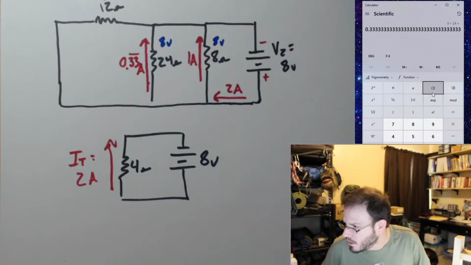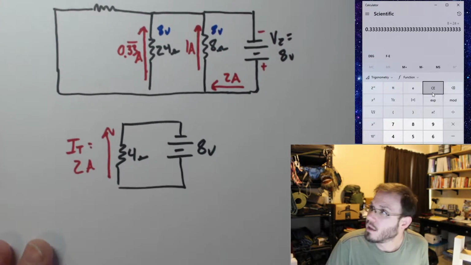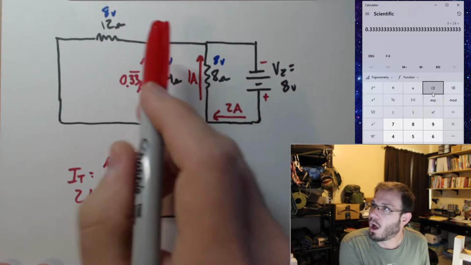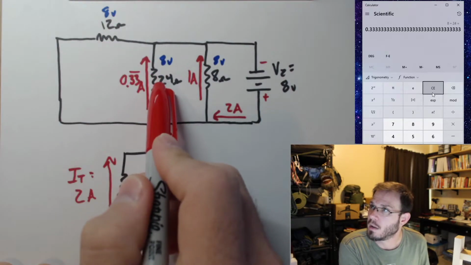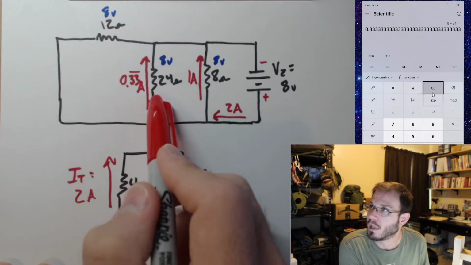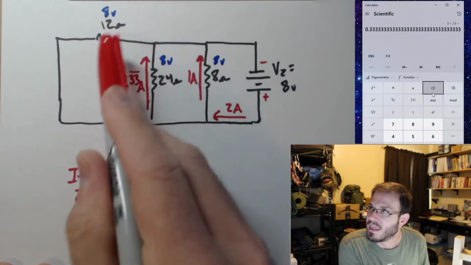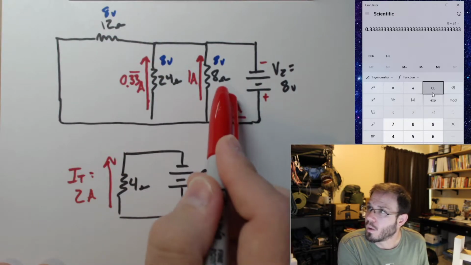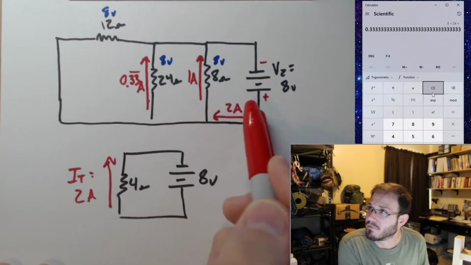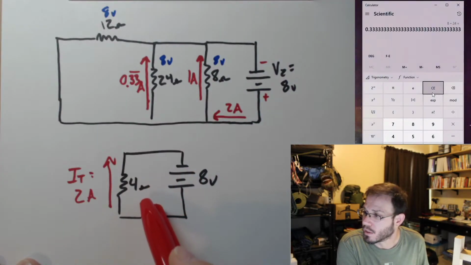Let me check out the questions. Can you repeat how you got RT again? Yeah, to get RT, all 3 of these were in parallel. So I did the parallel equation, 12 times 24 divided by 12 plus 24 resulted with 8 ohms. And then I had this combined resistance of 8 ohms in parallel with 8 ohms. 8 times 8 divided by 16 gives me 4. So that's how I got the total resistance.